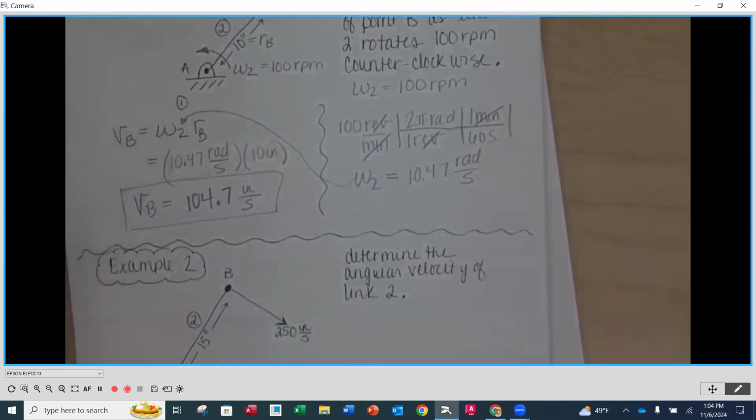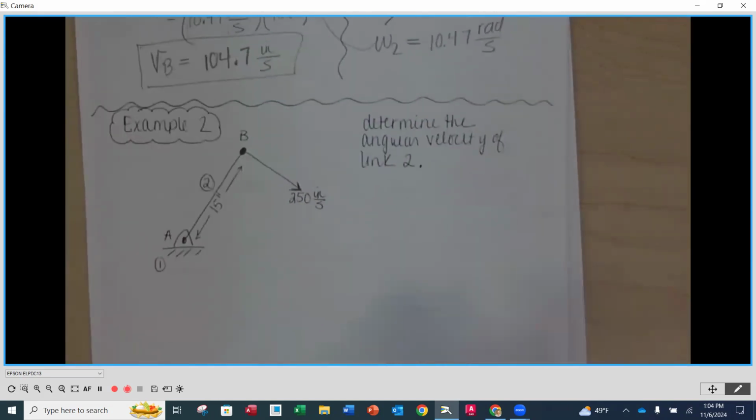All right, cool. Now we're going to go on to example number 2. This is working it a little bit differently. In this one, we have a similar setup. We've got link number 2. This time it's 15 inches to point B. And we're showing that it has a linear velocity. Now, it doesn't say VB is equal to 250 inches per second, but there are clues.